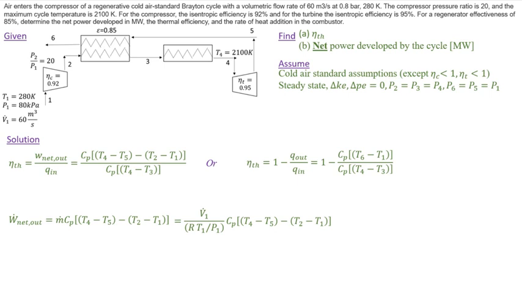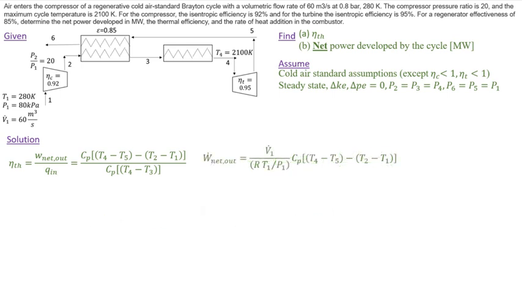And then our mass flow rate, the way that you're going to calculate that is from the volumetric flow rate at state 1. So the mass flow rate should be the same at state 1, state 2, state 3, state 4, state 5, state 6, because it's just one continuous loop. So I'm going to calculate the mass flow rate at state 1 given those parameters, and I'm modeling air as an ideal gas, so I can use the ideal gas law to calculate the specific volume, which is the denominator in this equation.